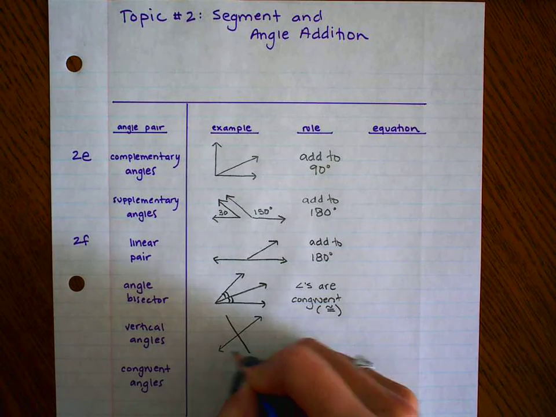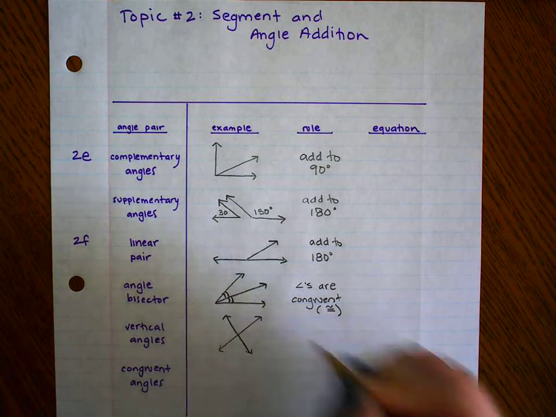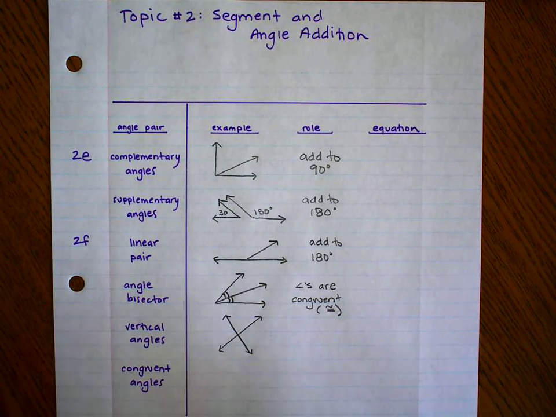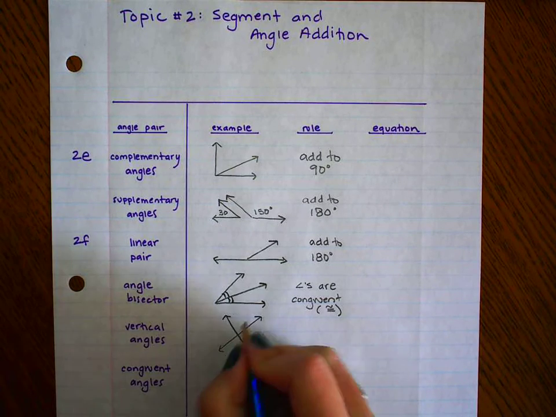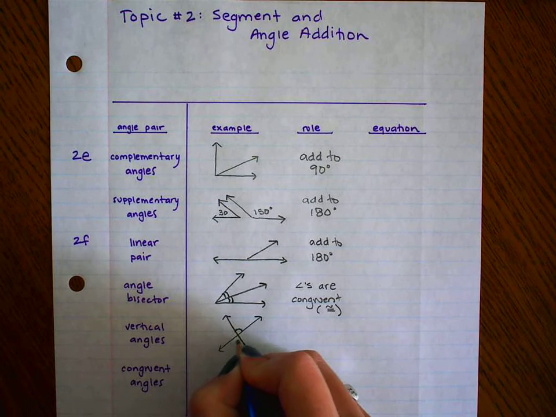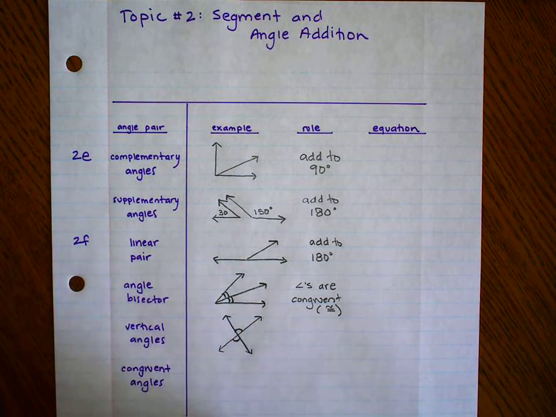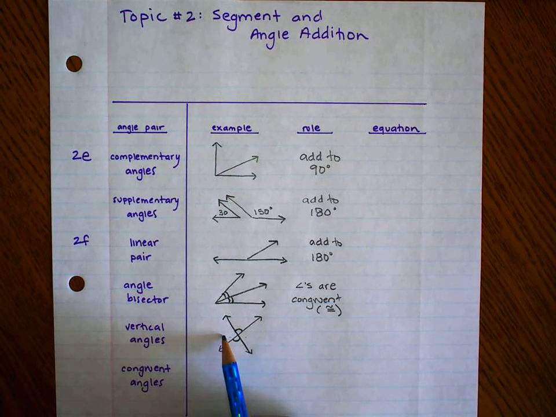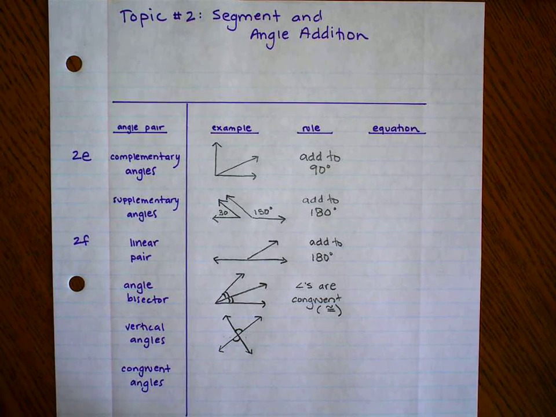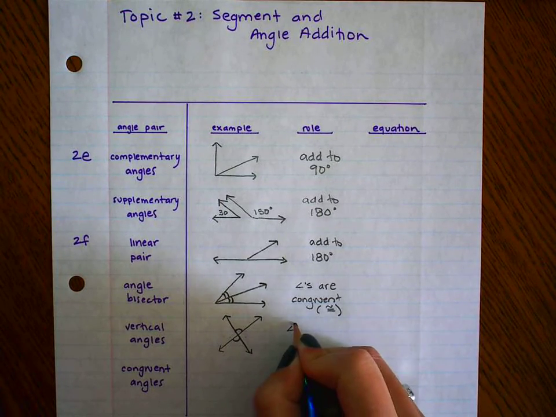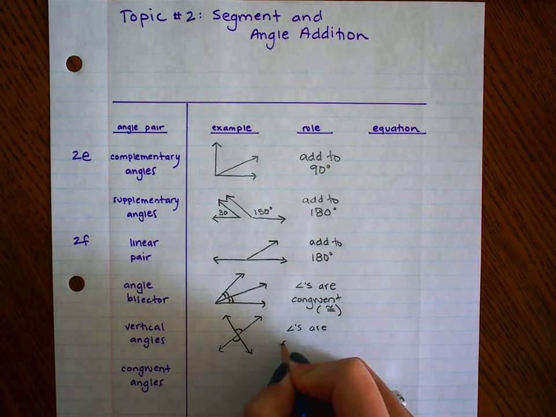So now we have a pair of vertical angles. We've got 2 lines or 2 segments or 2 rays that are crossing. The vertical angles are the ones that are across from each other. So since these both have 1 arc, we know that they're congruent. The picture tells us. These 2 here would also be vertical angles and would also be congruent. So in this case, angles are congruent.